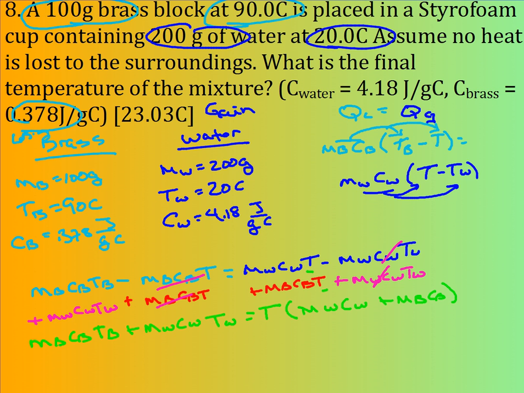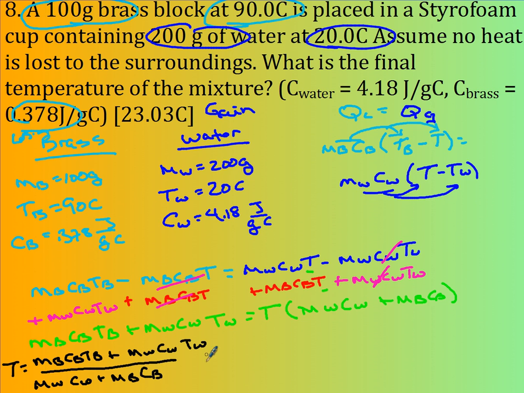Let me switch pen colors because I can't see this. So the final temperature is going to be mass of the brass, C of brass, T of brass, this is the initial heat of brass, plus mass of water, C of water, T of water, divided by, now I'm going to divide by this big mess here, mass of water, C of water, plus mass of brass, C of brass. What a mess. I know it's ugly. Hang in there. Just plug in. If you've gotten it organized, you can probably come over here and do these calculations separately. It might make it a little easier. I'm about to run out of room.